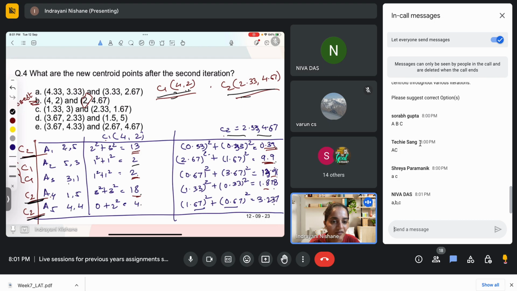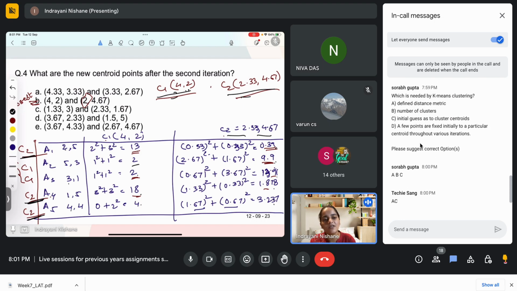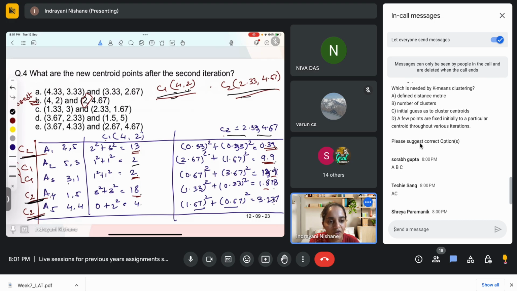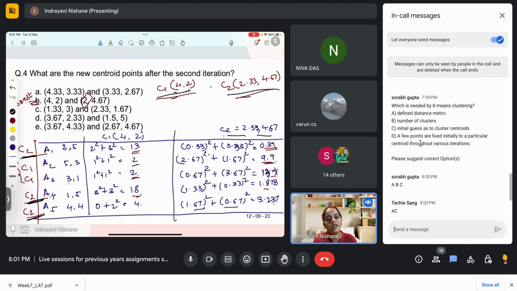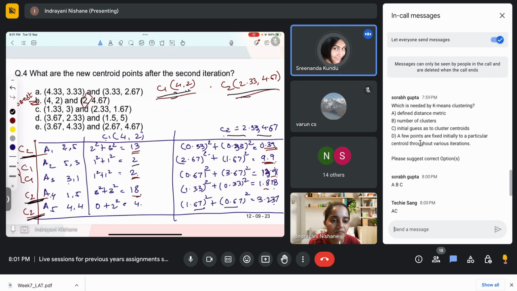So those who think that option B is not really needed for k-means clustering, do you have any justification for why we don't need to define the number of clusters beforehand? In k-means clustering we can choose a first random point and merge with the closest one. Yes. But why is the elbow method done anyway? The elbow method is done to fix the number of clusters anyway.